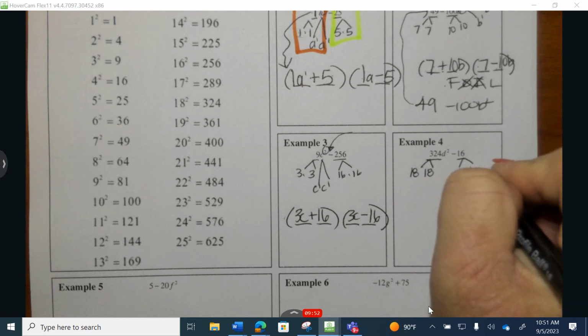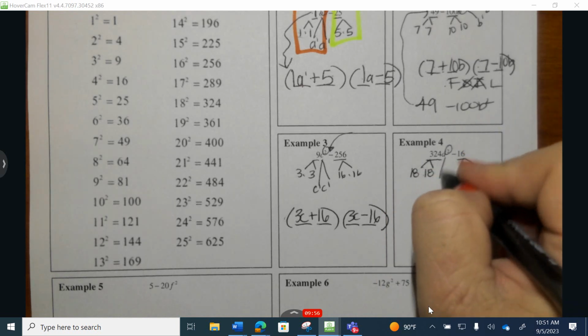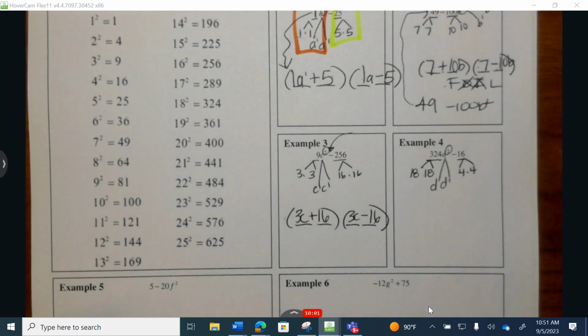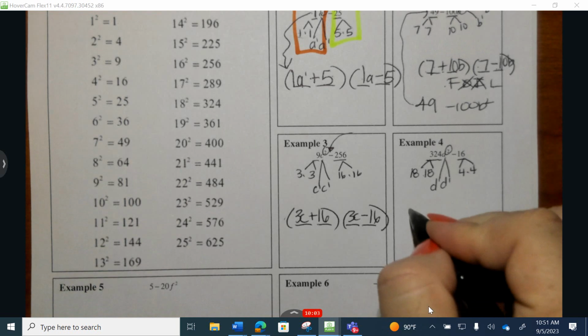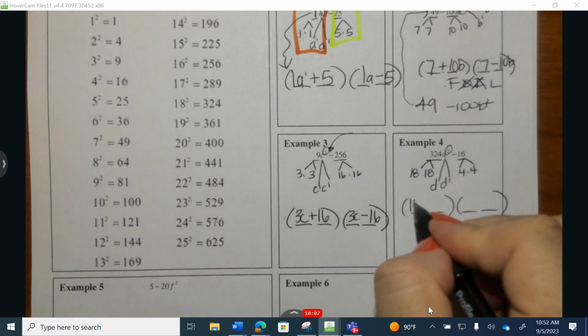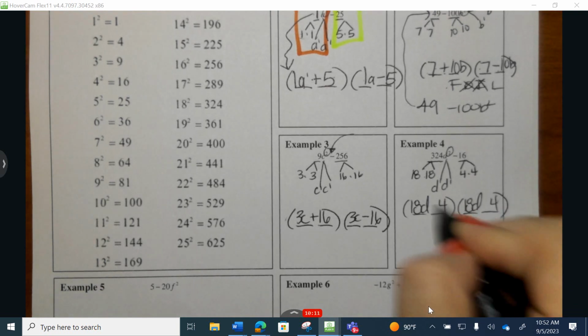16 is 4 times 4. Again, I'm taking this d, which is d squared. When I take the square and divide it by 2, I get d to the first and d to the first. The 18 and the d's come from the front. The 4's come from the back.